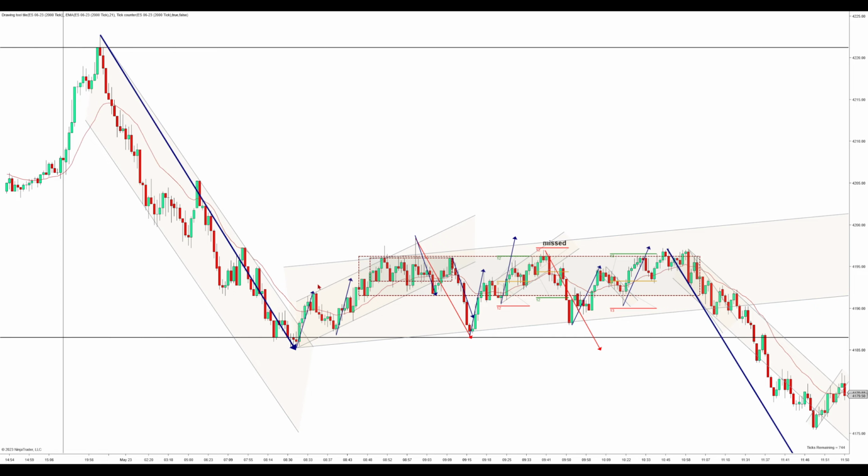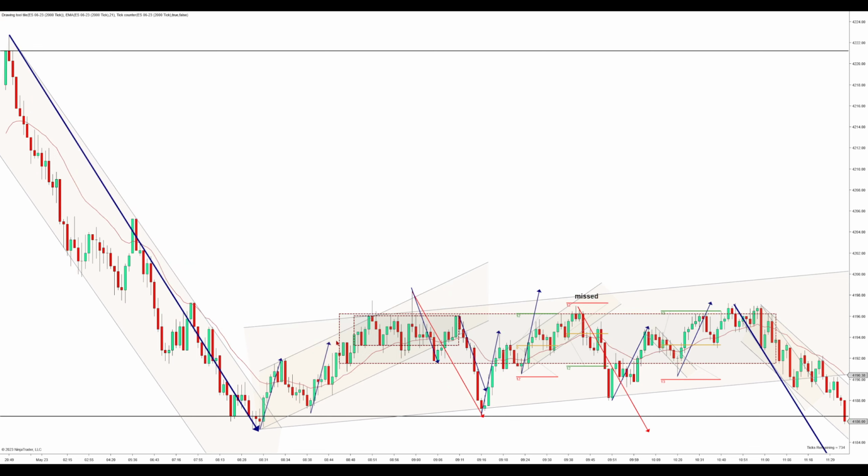We have this push up higher here, then break. We start making that second leg up. And then before we complete this second leg, we have this failed second entry that forms. We have the first entry short, second entry short, failure.